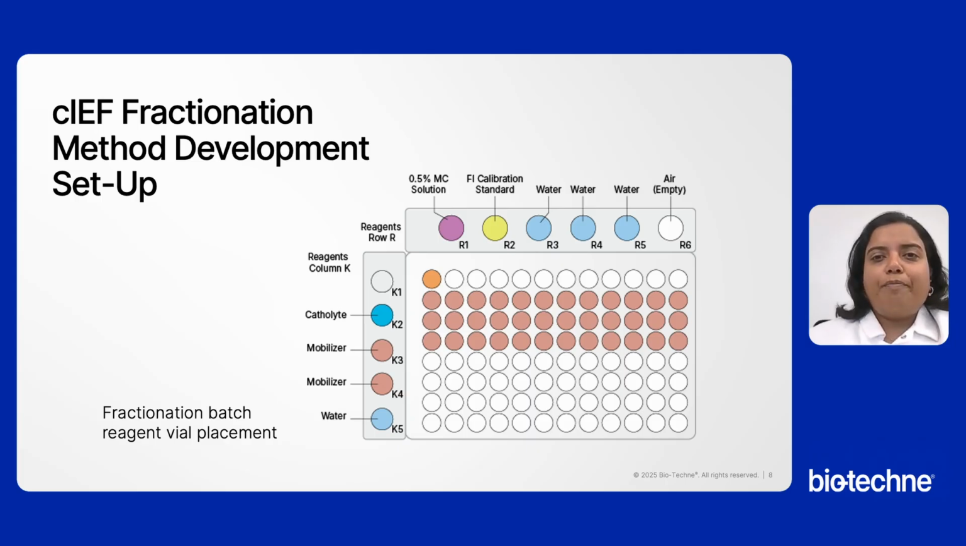This is how your plate and reagent setup look when running a fractionation application. You can see the reagents and the 96 well plate setup. These samples are placed in the A row, and the remaining rows are assigned for the fractionation collection. The bulk reagents, such as your methylcellulose, fluorescence calibration standard, water, catalyte, and mobilizer, are placed in the glass vials.